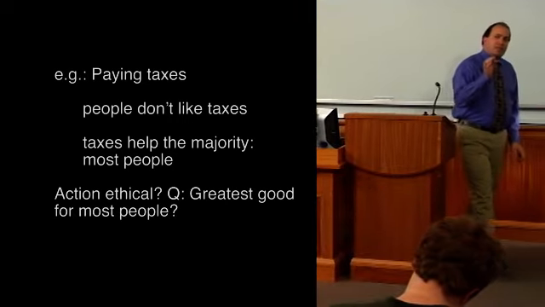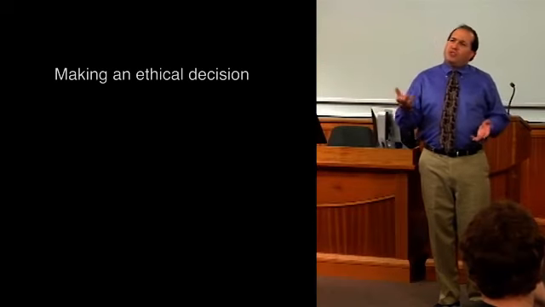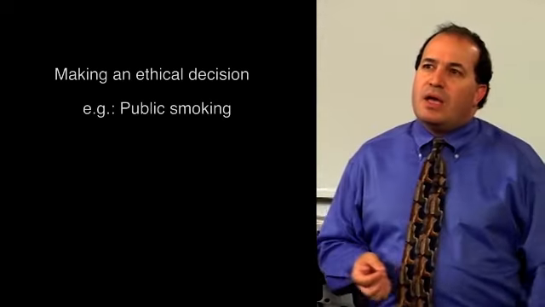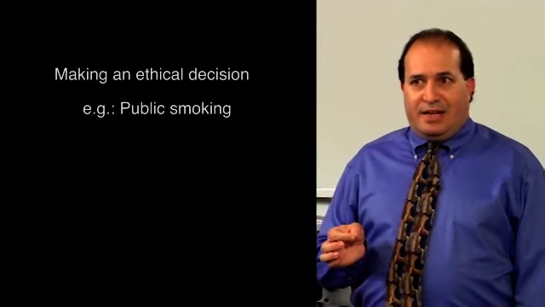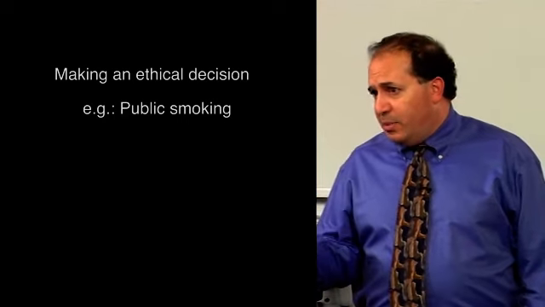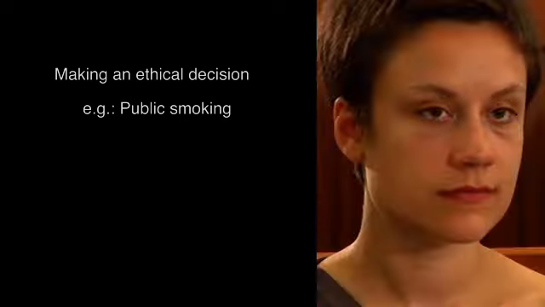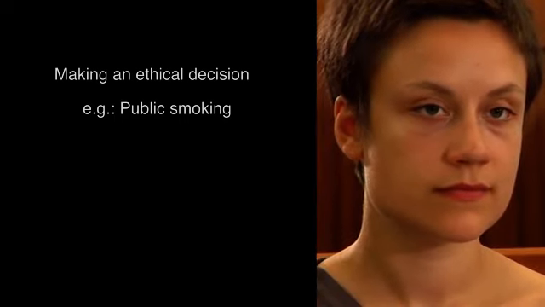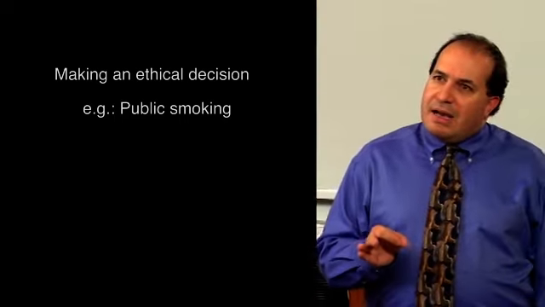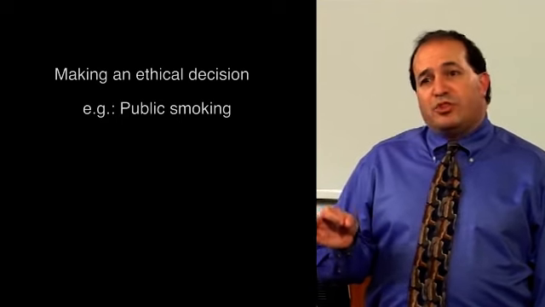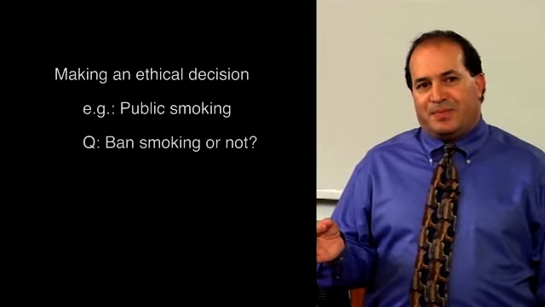Now, let's take a real-world example and look at how to make a decision using these two approaches, that is, the rights approach and the utilitarian approach. Let's look at the question of public smoking. Starting in the late 1990s, this became an issue in many places when smoking was banned in office buildings, schools, restaurants, and so on. The question is, how do we make a decision about whether to ban smoking or not?